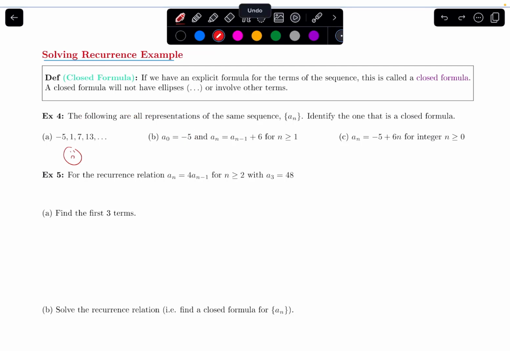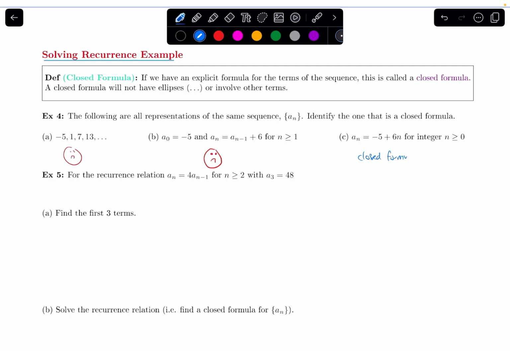And then it's saying an is an minus 1 plus 6. So that's saying we're adding 6 to the previous term. So this formula involves some of the previous terms. This is an example of what's called a recurrence. But again, it's not a closed formula because a closed formula cannot involve other terms in the sequence. But in part C, I have an equals -5 plus 6n for integers n that are greater than or equal to 0. And that is a closed formula.